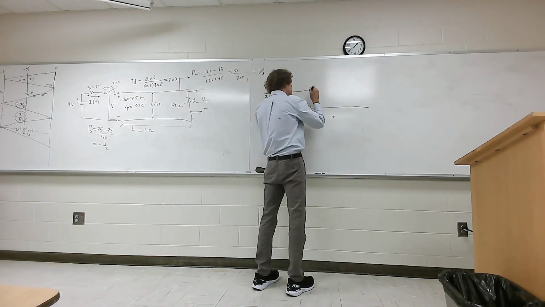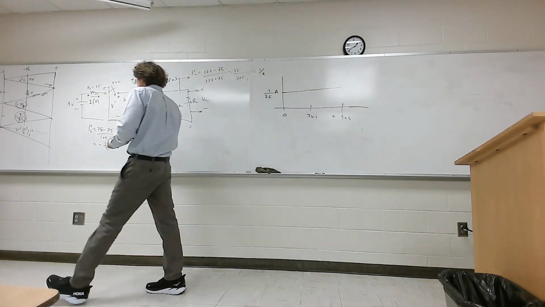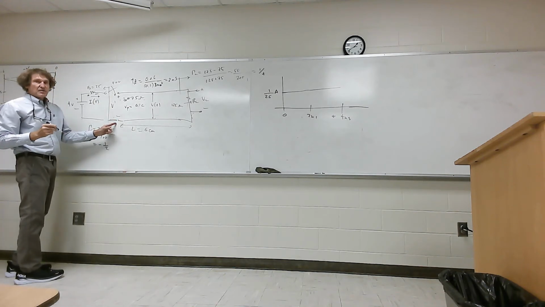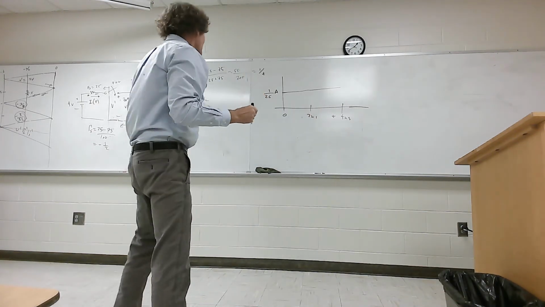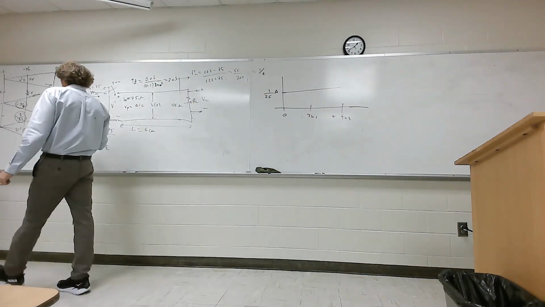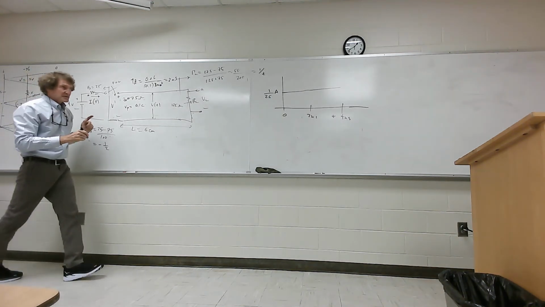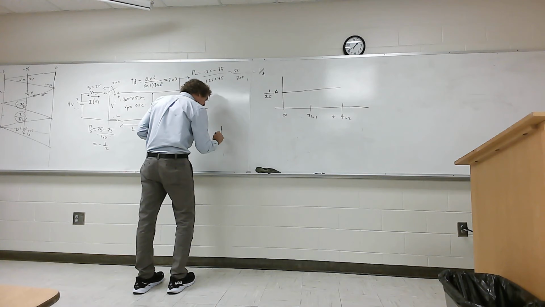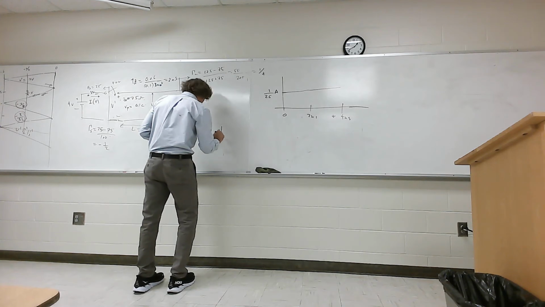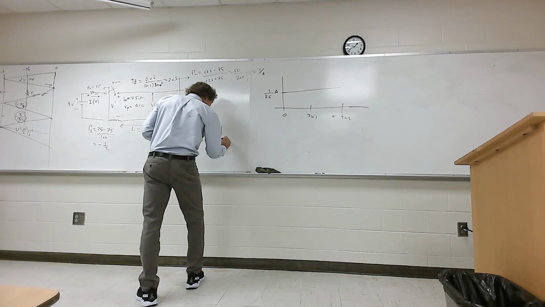2 nanoseconds, wave goes out, comes back at 4 nanoseconds. That's the round trip. Now what happens? Well, remember that we had the voltage here at 4 nanoseconds. I forgot what it was. What would it be? It's going to be 3 plus 3/4 minus 3/8, right? So the voltage across this side here would be 3 plus 3/4 minus 3/8.